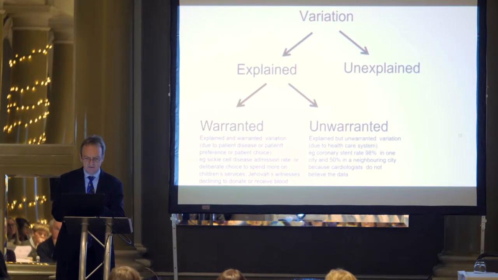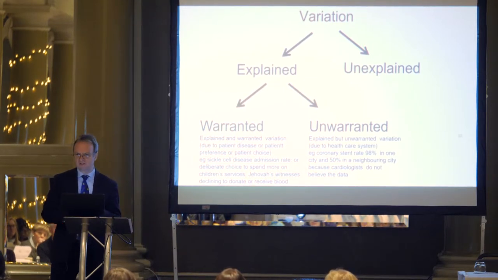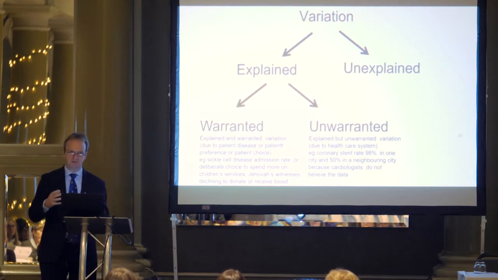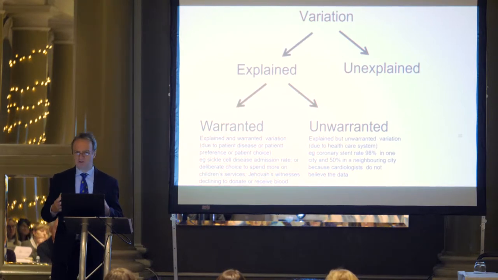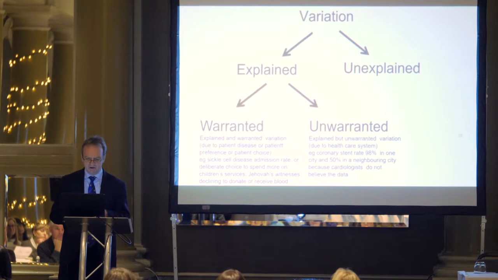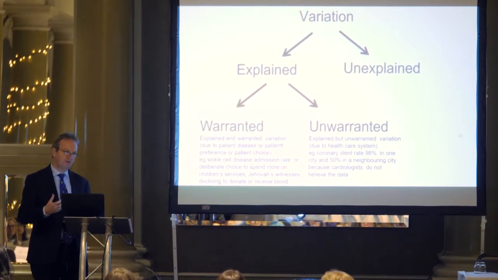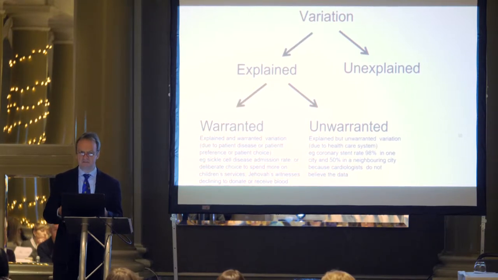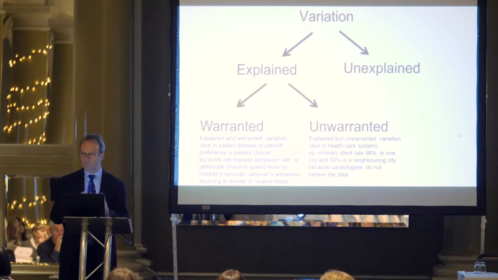Here are some examples of warranted variation. It can be due to patient preference or patient choice or patient disease. So we see a lot of sickle cell children coming into our accident emergency department at UCLH. Obviously, if you were to look at variation in care or complications, there's hardly anybody in Aberdeen with sickle cell disease, and there's an awful lot of people in London with sickle cell disease. So that would be warranted variation. Or if you looked at the care of young people or adults who are Jehovah's Witnesses, you might find great variation in their care, but that's because they choose not to have blood transfusions when they've been involved in a road traffic accident. So that's all warranted.